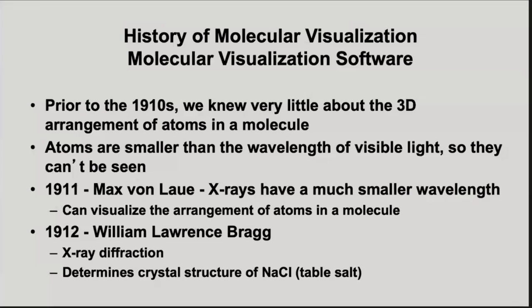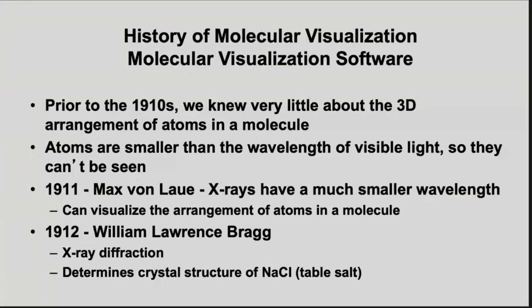But in 1911, a German scientist named Max von Laue discovered that X-rays have a much smaller wavelength than visible light. He postulated that you could use X-rays to determine something about the structure of individual atoms and molecules, because the wavelength of X-rays was small enough that they could reflect off of atoms, they could be bent by passing between atoms, and you could use that basic principle to determine something about the structure of molecules.